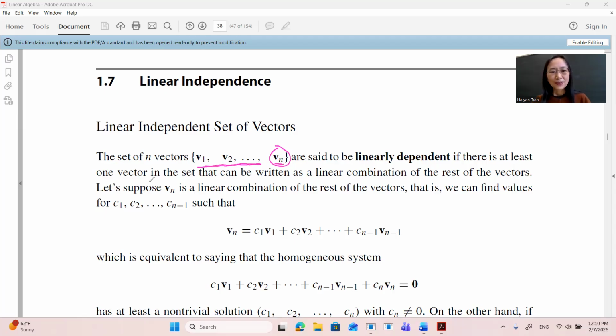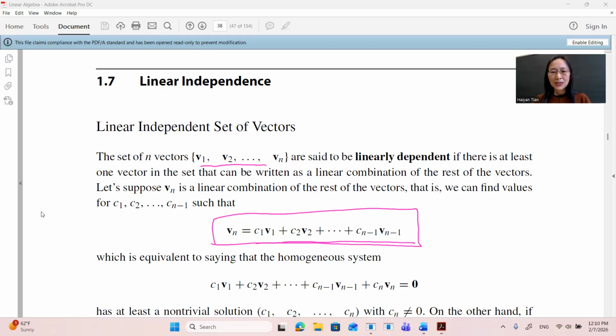So we assume this very last vector can be represented as a linear combination. That means we can write Vn in this form. So that shows Vn is dependent on the previous vectors in the set.